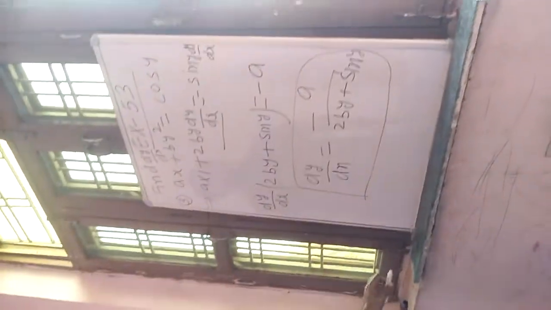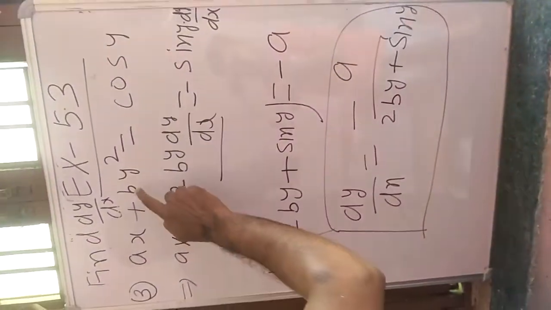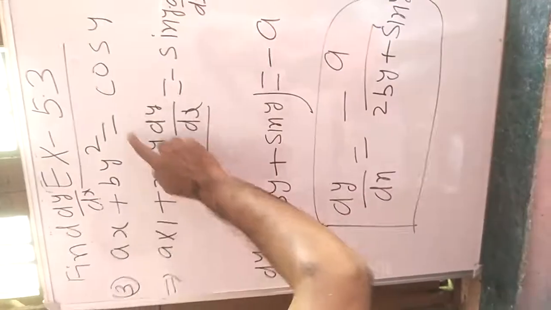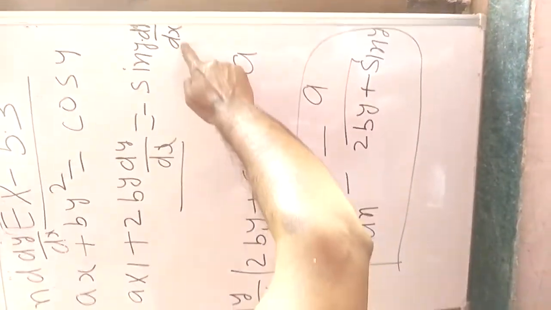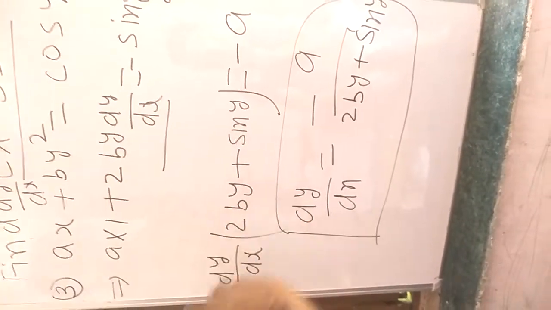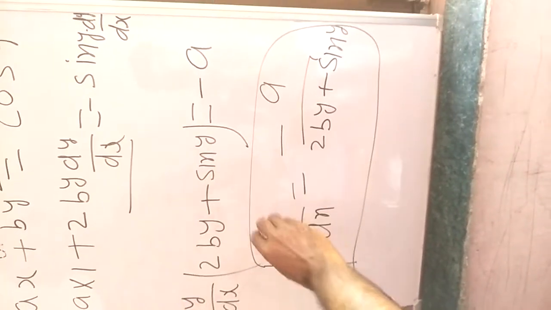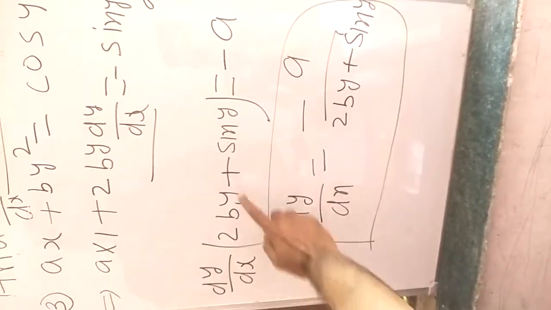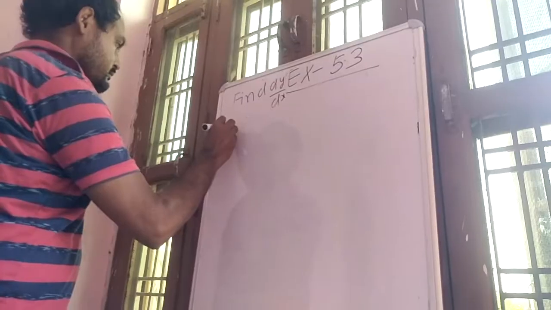This is the equation, same process: ax + by² = cos y. So a into 1, plus 2by dy/dx, equals cos y's derivative, minus sin y into dy/dx. Here we take dy/dx common. Here it remains 2by, and here it is plus sin y, this is minus a, and we take dy/dx, so this is the division form. So minus a upon 2by plus sin y, this is the answer.